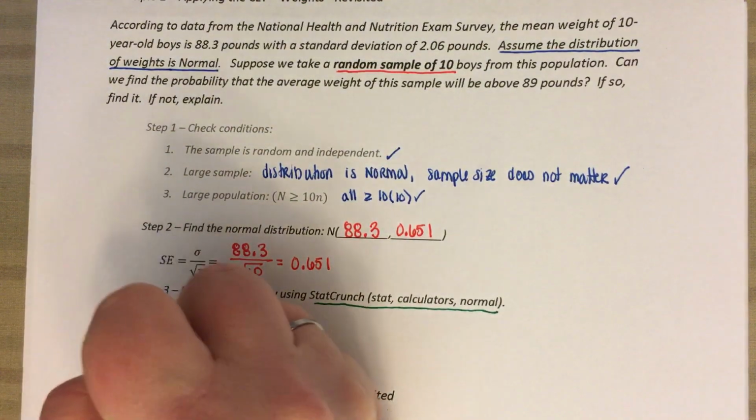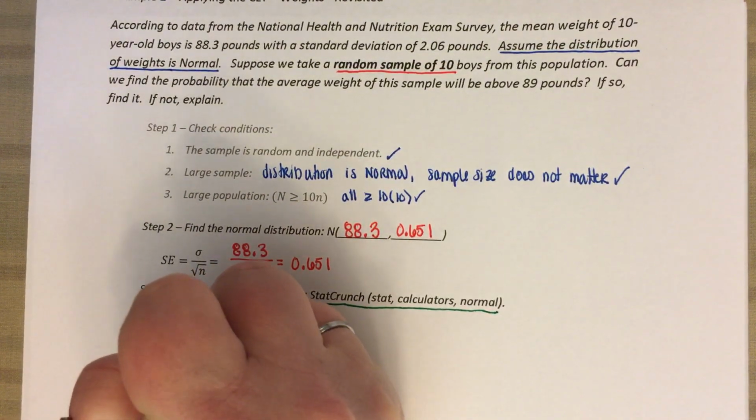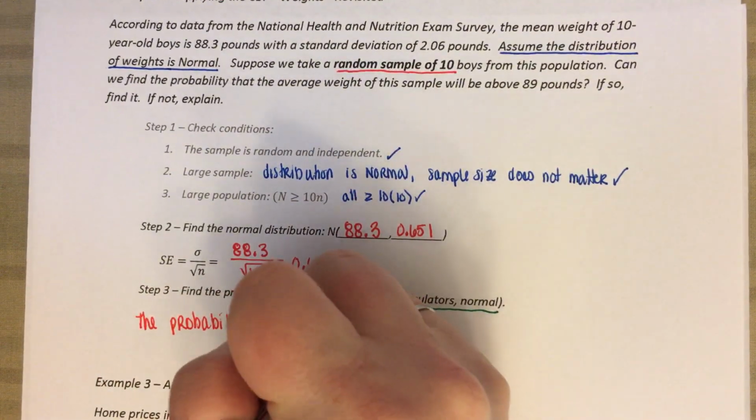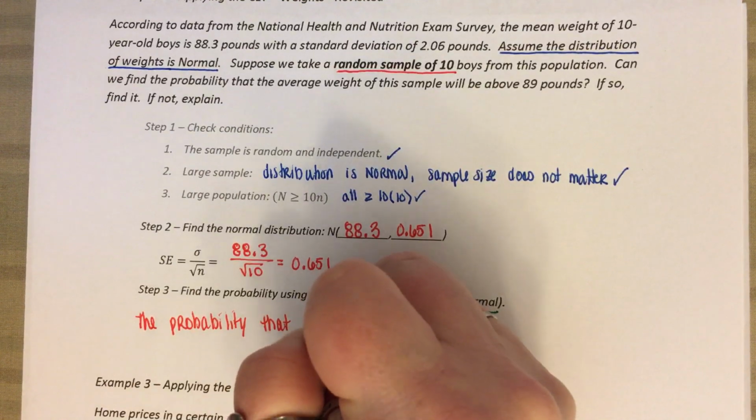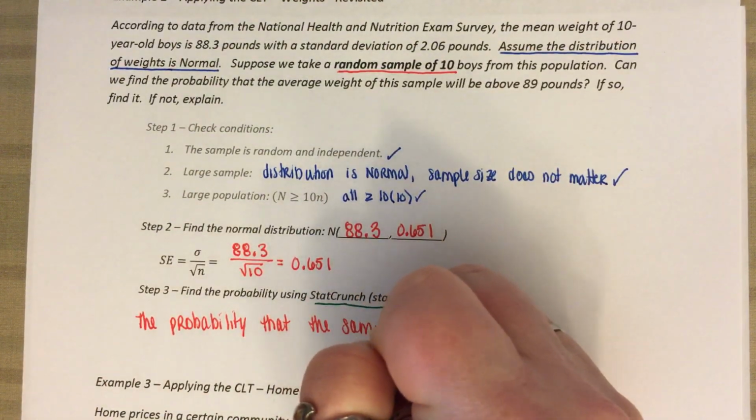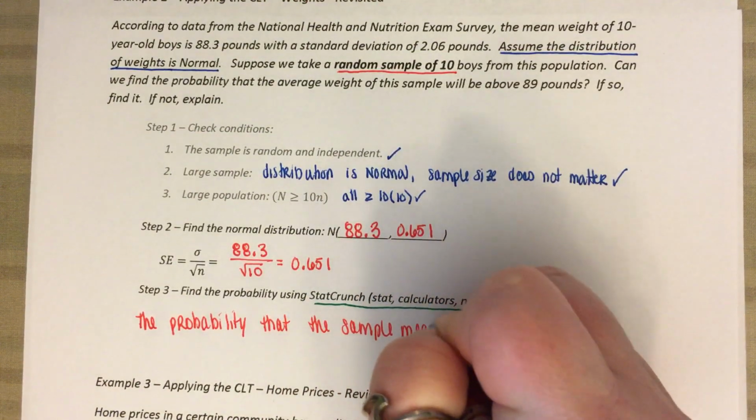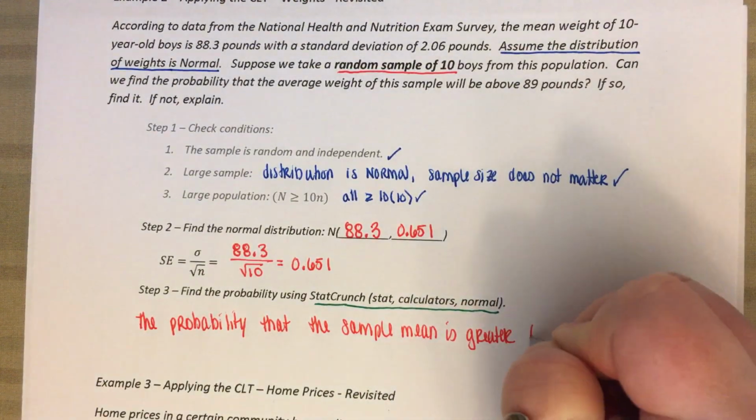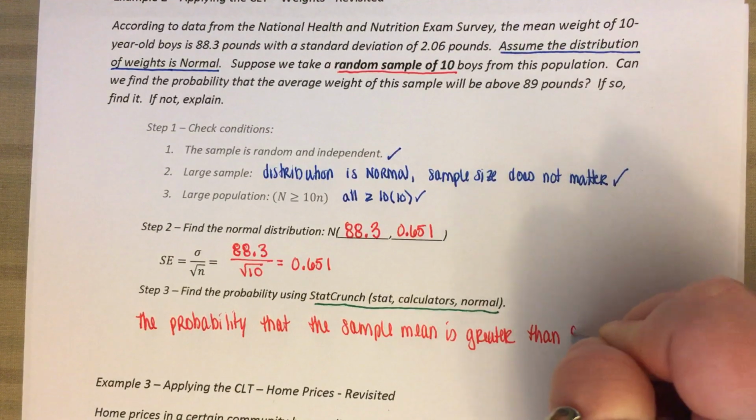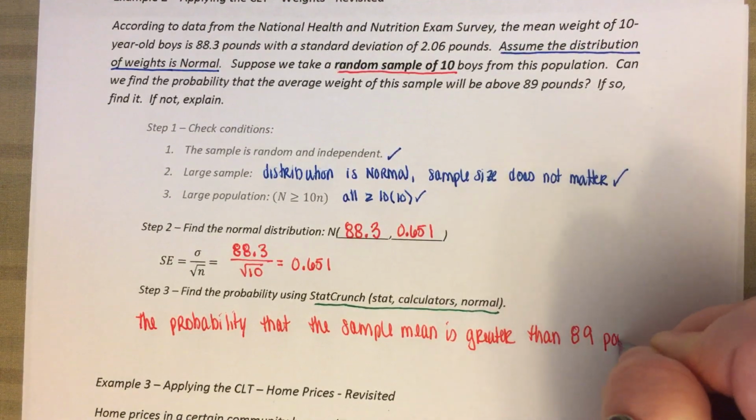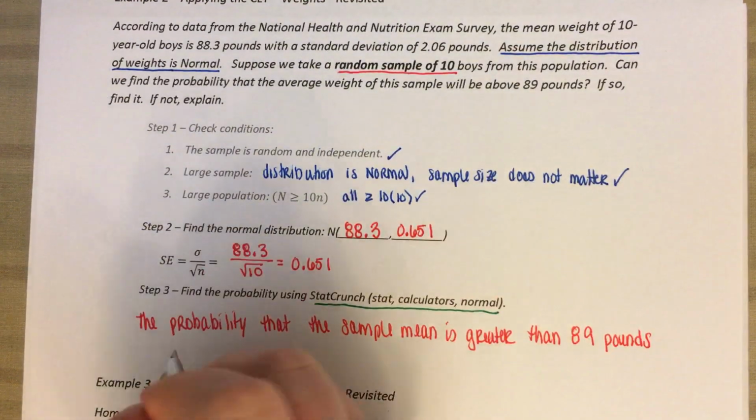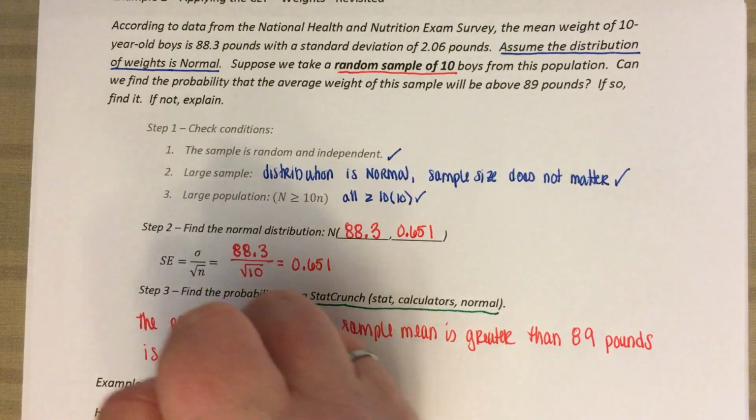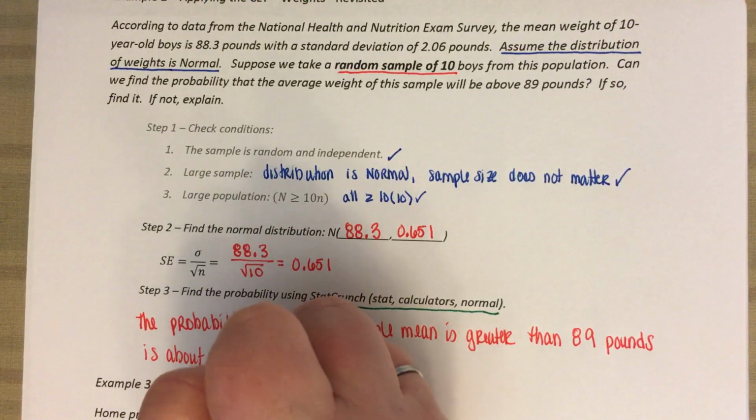The probability that the sample mean is greater than 89 pounds is about 14.1%.